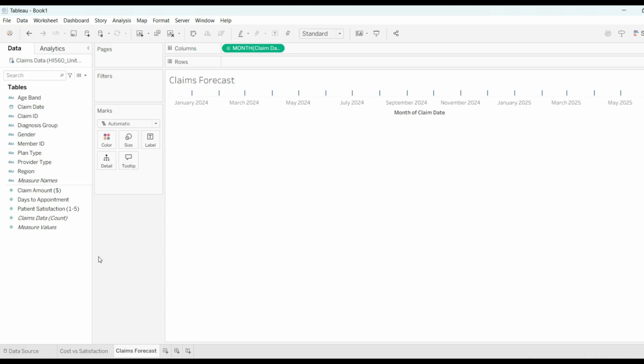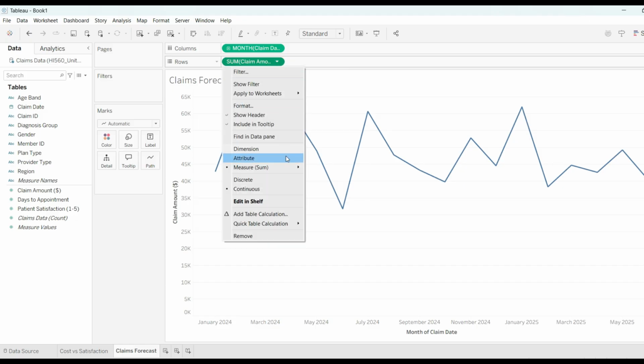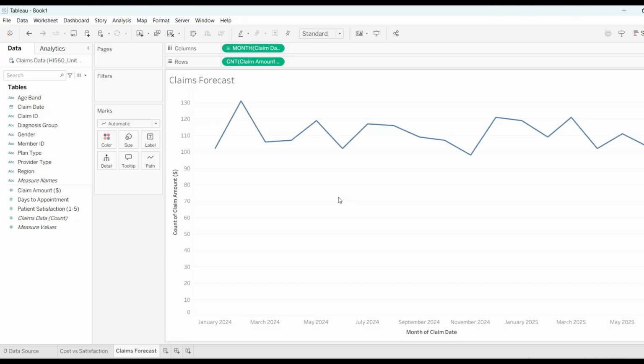So we're going to drag our claim amount to our rows right here. All right. So we're going to change this to count. We don't want it to be the sum. We want to change it to count. All right. Now we've got a line chart showing how many claims are filed each month from January 24 all the way over into 2025, which goes to May or June.